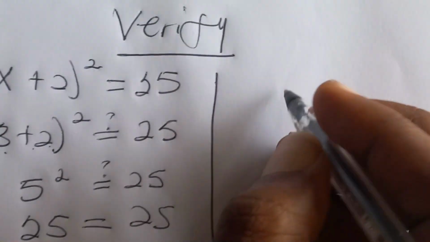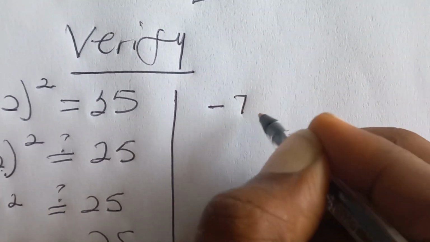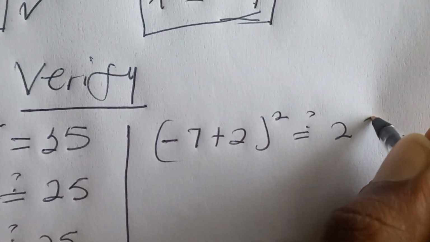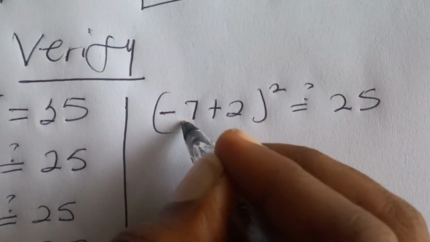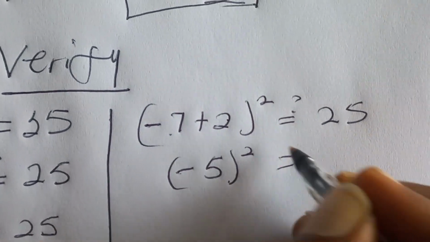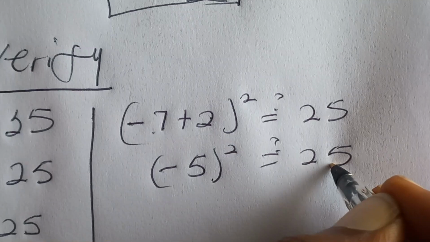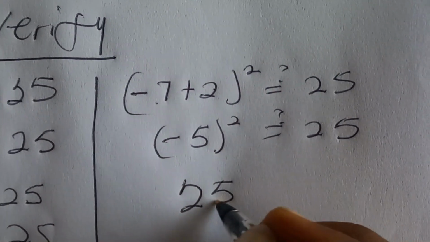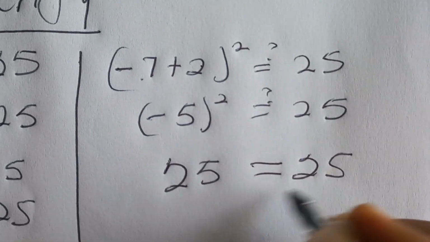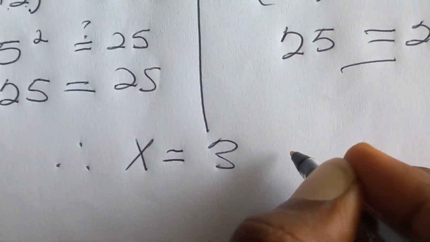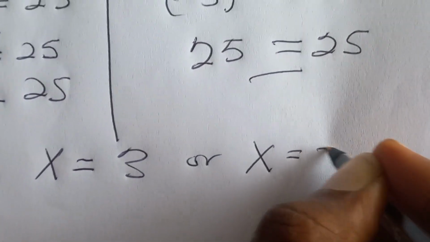Let's solve for the other one too. We have (-7 + 2)² = 25. So -7 + 2, we get (-5)². -5 all squared is 25, which is equal to 25. So it means that this one too is correct. So therefore, x is equal to 3 or x is equal to -7.